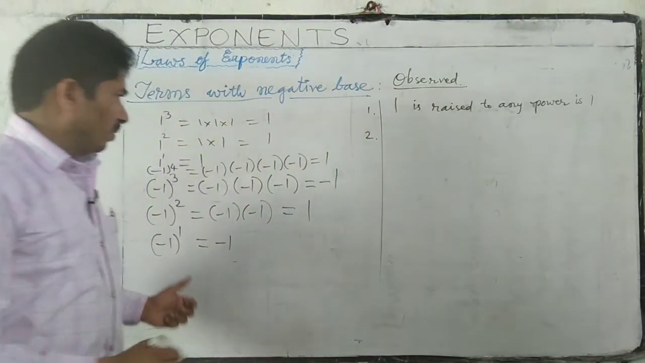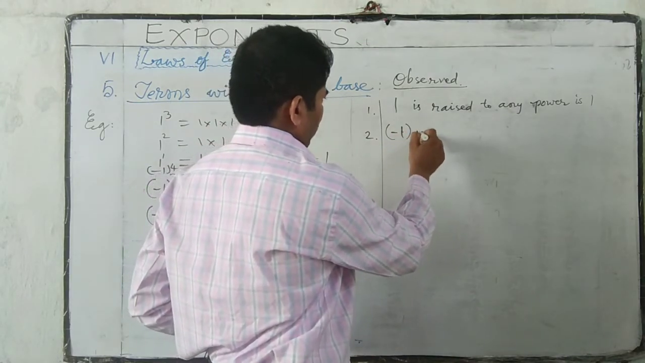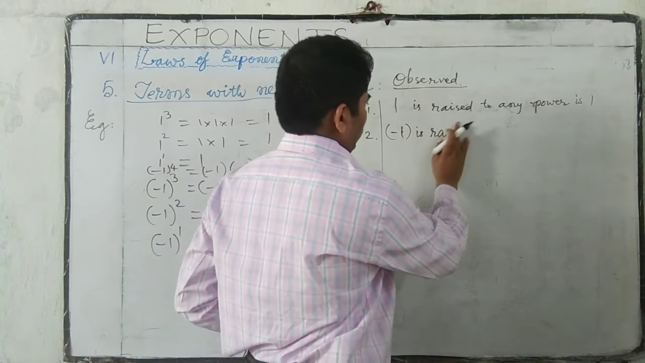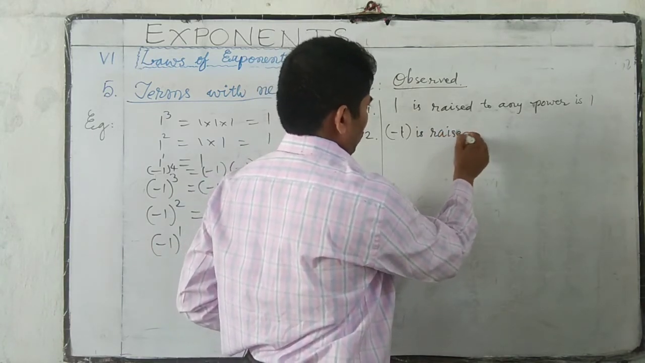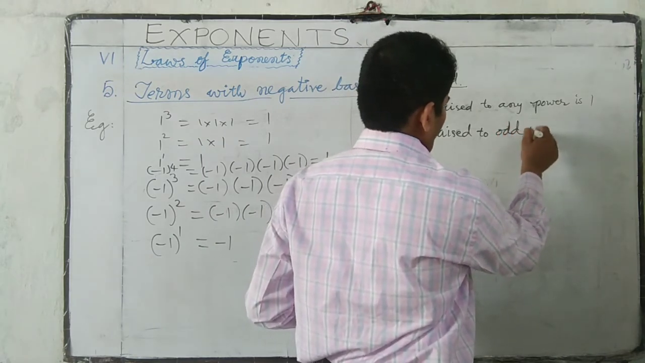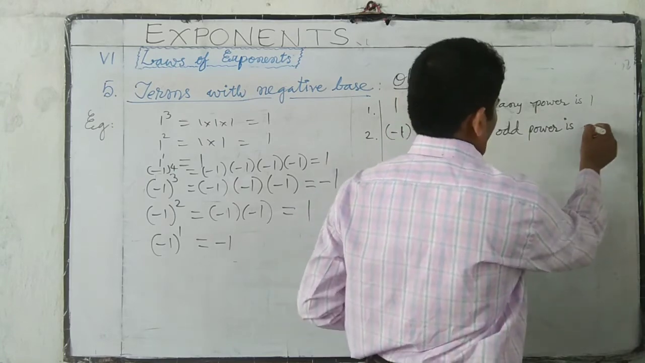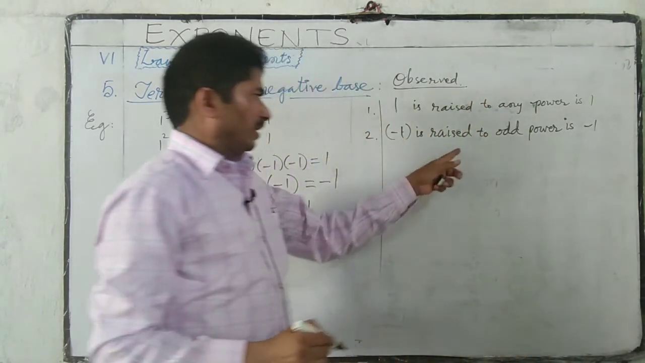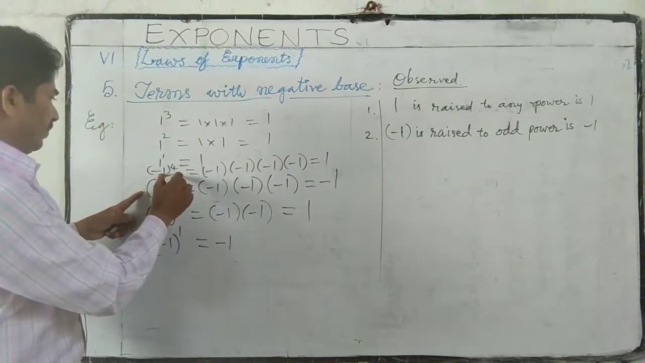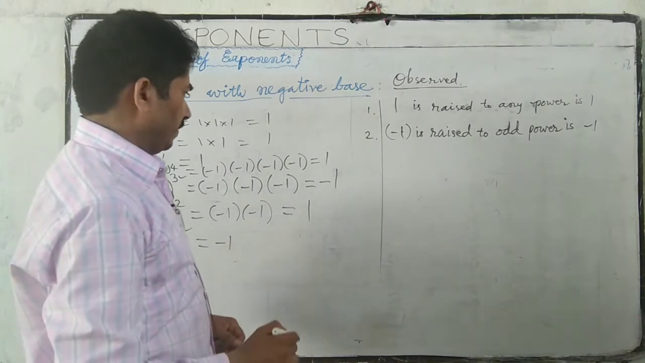Second, minus 1 is raised to odd power is minus 1. Minus 1 is raised to odd power is minus 1. This odd power, this is also odd power. So we got minus 1.